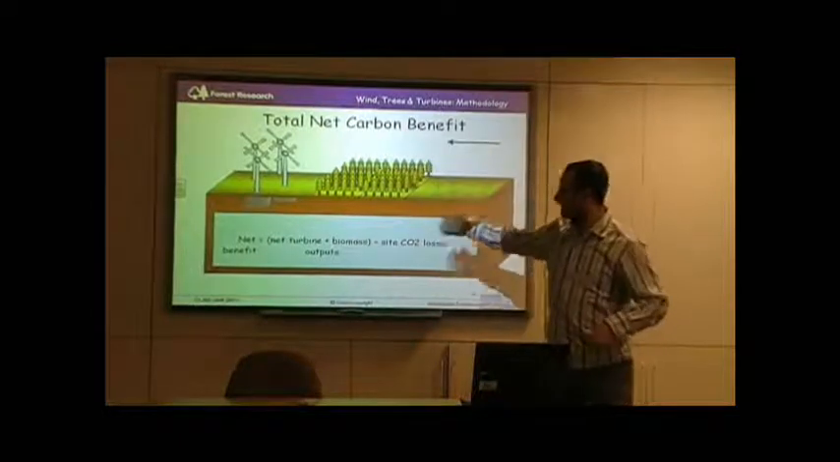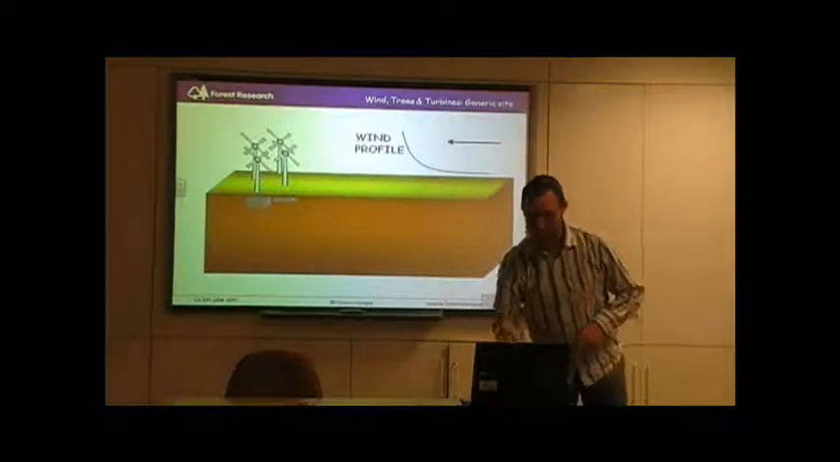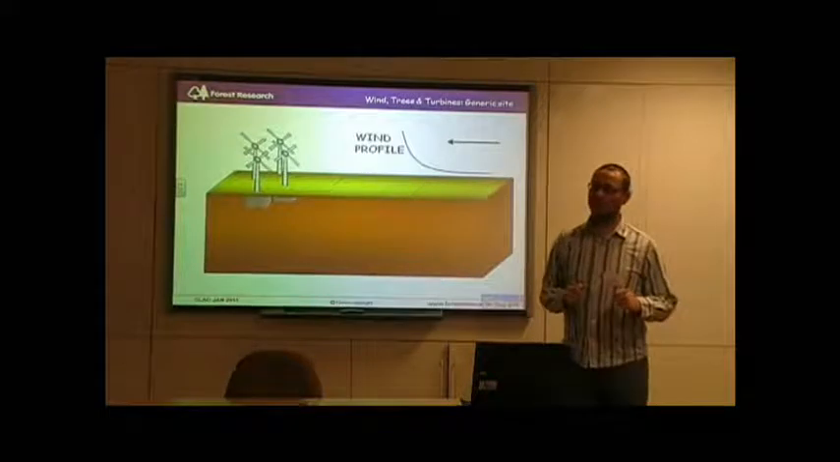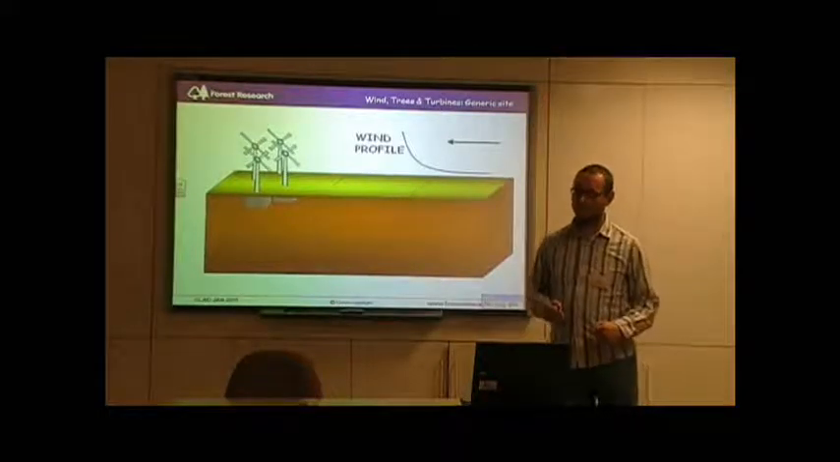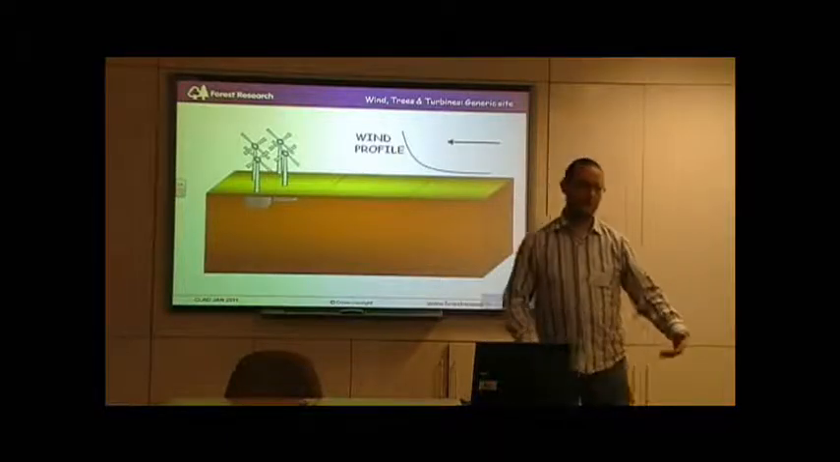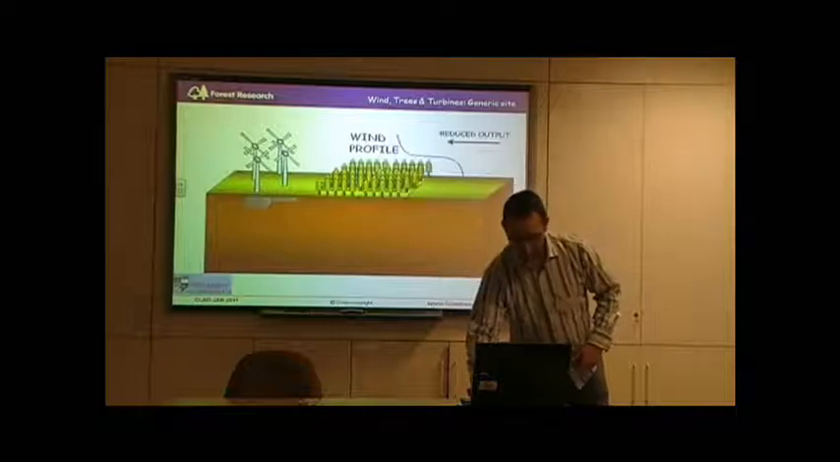Net benefit, net turbines, potential biomass, minus site CO2 losses. If we remove all the trees, we get a very predictable wind profile, and we maximise the potential net benefit from the turbines.